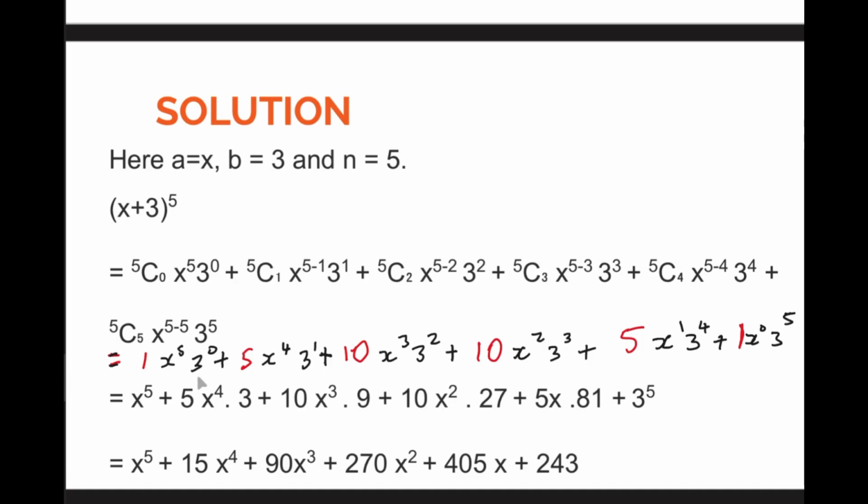Now, how did this part simplify to just x to the 5th power? 1 times x to the 5th is x to the 5th. But 3 to the 0 is 1 as well. So it'll be 1 times x to the 5th times 1. And that just gives you x to the 5th. This one is 5x to the 4th times 3, because 3 to the 1st power is just 3. Then this is 10x to the cube times 9. So this dot here, we just make it look like a times there.